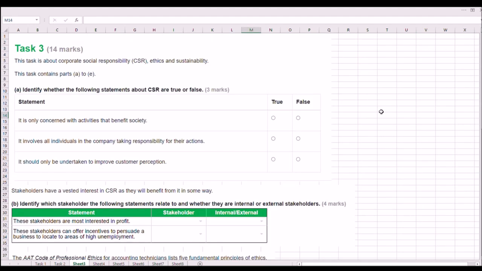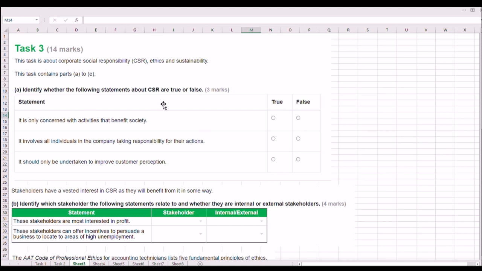Right, so task 3. This task is about corporate social responsibility. Profit is an important motive for companies, but not the only motive. There's also ethics, which is your five ethics set out within your code of ethics, and sustainability, things like carbon footprint. So let's get on with this one.